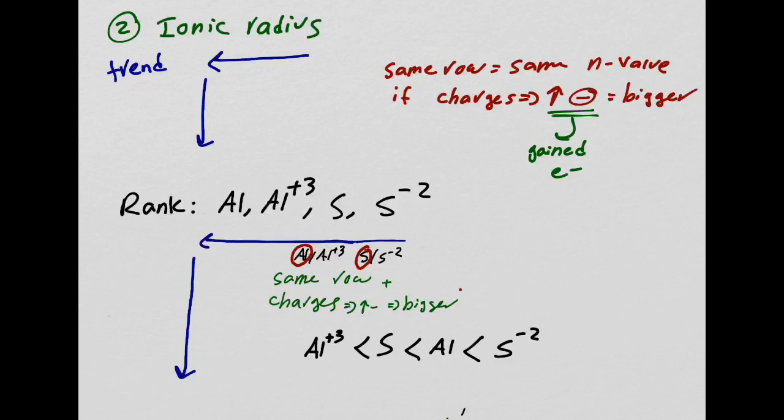Let me explain this one more time. If you're in the same row and we have charges, then the more negative you are, the bigger you are. If you're in the same row and you don't have charges, like sulfur and aluminum, then you just go by the trend. But if you have charges, the more negative you are, you win. You're bigger because you gain electrons. Now, having said all that, let's do another practice problem.